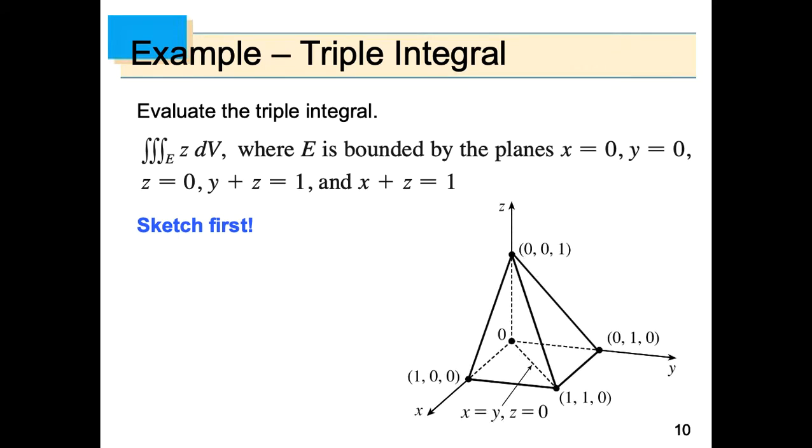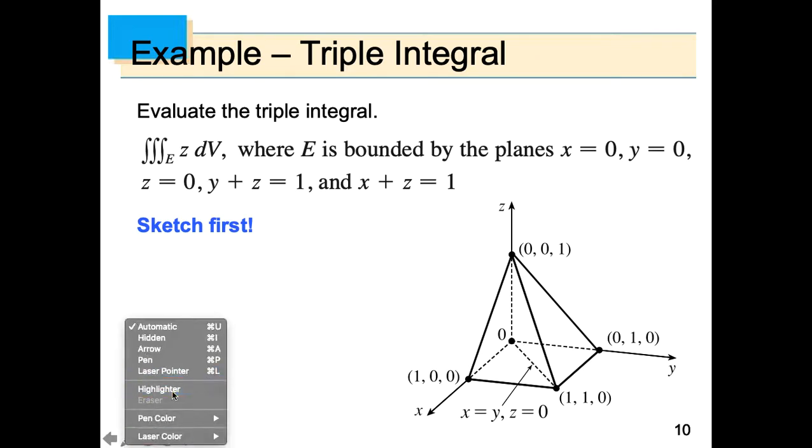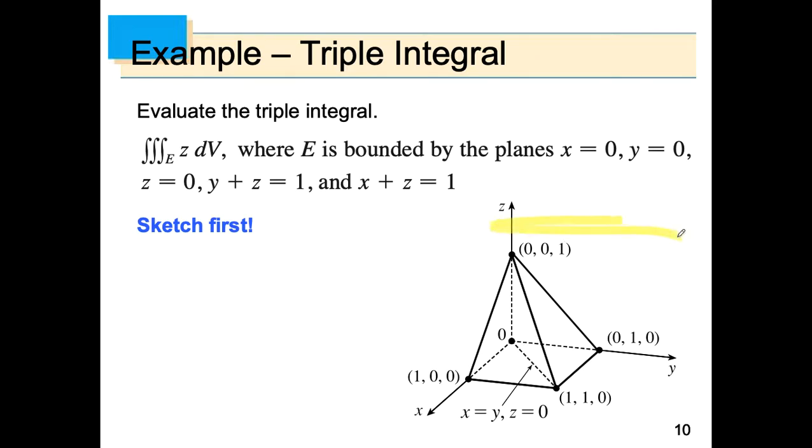So this little pyramid here is exactly what is being described. And how I know this is because you can start with the easy stuff. So x is equal to 0. Well, that's this plane over here, this zy plane, I should say. That's going to be x equals 0.